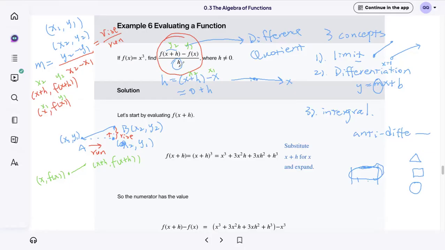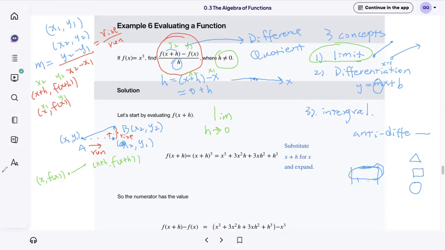And of course, because h is in the denominator, h cannot be 0. Because if h is 0, the 2 points are the same point. But when we talk about limits, what we're going to do is let h approach 0. So that's the miracle of limits. H cannot be 0. However, we want to consider what happens when h gets closer and closer to 0. All right, so this is called a difference quotient.